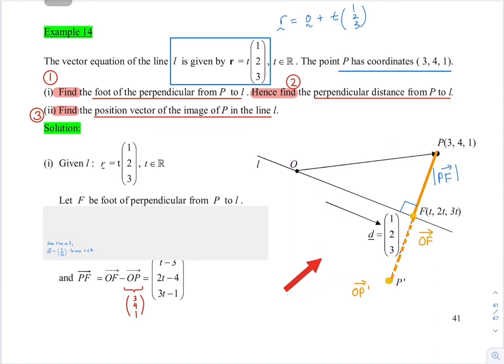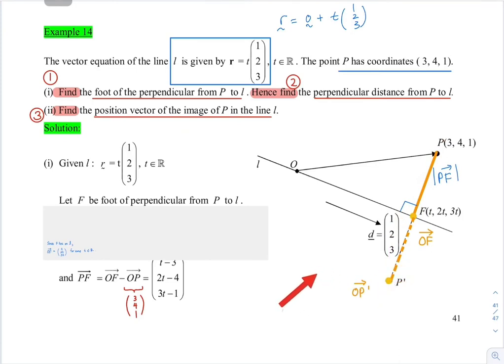Then the question also says in the last part to find the position vector of the image of P in the line. So what do we mean by image of P? So this is a point P. The image of P is a reflection of the point P about this line. So the reflection of this is actually this point, we call it P prime. When that is the case, that means when we drop a perpendicular from this P prime to the line L, it should also reach the point F. So that means this length and this length are both equal.